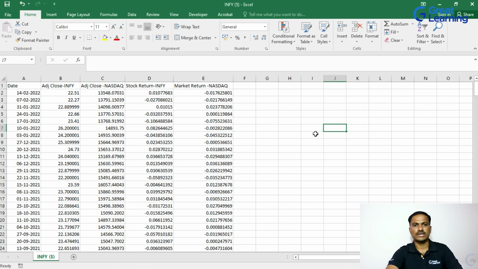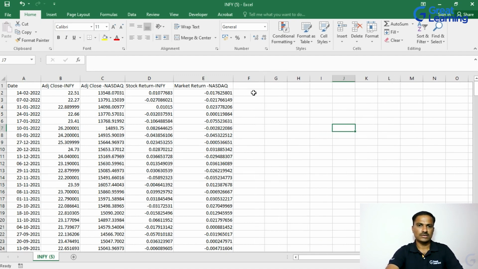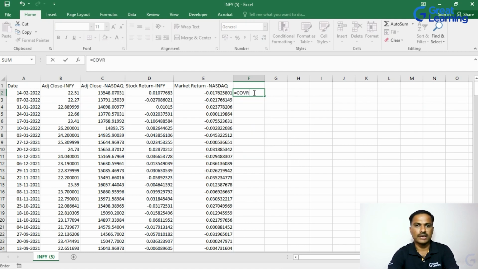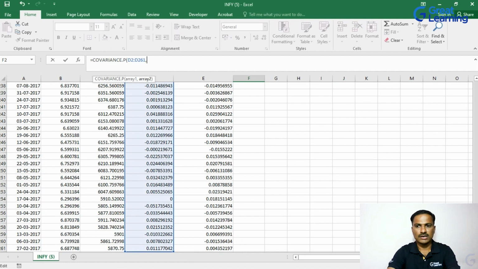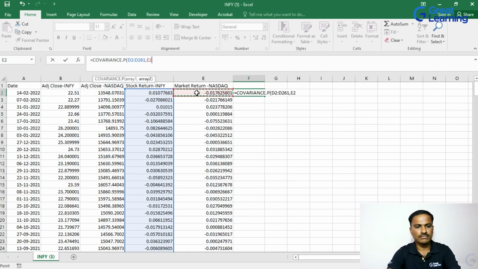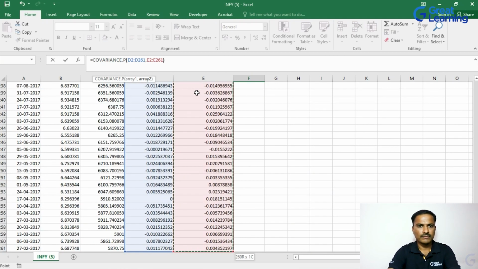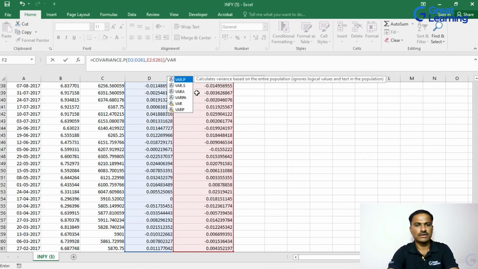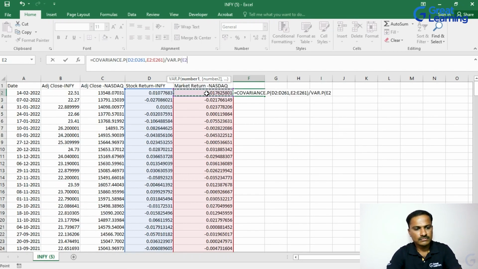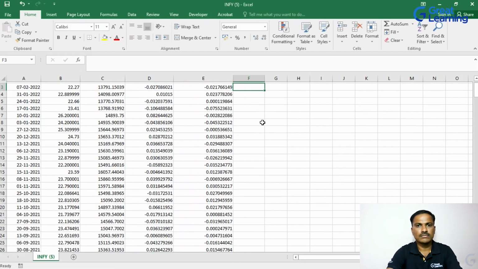So once you calculate stock returns and market returns, now it's time to calculate beta. To calculate beta, there is a formula called COVARIANCE.P. So what do you need to calculate this? You need to select returns, stock returns and market returns. So choose stock returns, comma, market returns, divided by variance of market returns. So this is the beta.